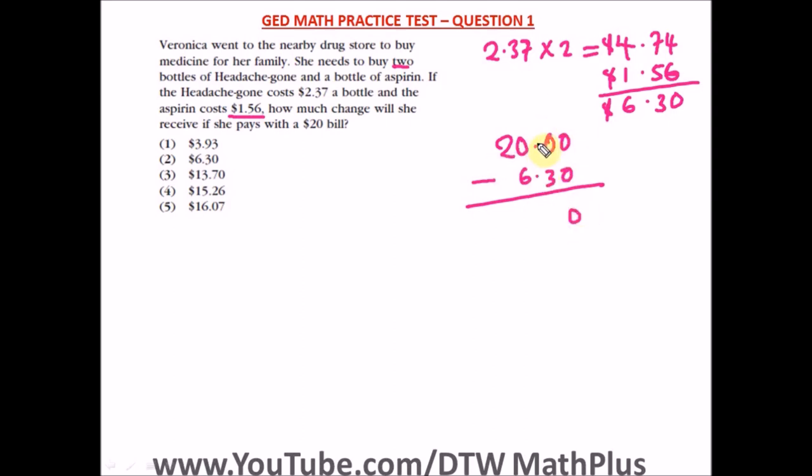So we have 0 here. Can we subtract 3 from 0? No, we have to borrow a 1 here to become 10, and we still have to borrow a 1 here to become 10. So we have a 10 minus 3 is 7. Remember, we've taken a 1 here, so we have 9 left. So 9 minus 6 will give us a 3, and we have 1 left here, so we drop a 1. So the amount she's going to be left with, her change, will be $13.70. And our right option here is option 3. Okay, this is our right answer.